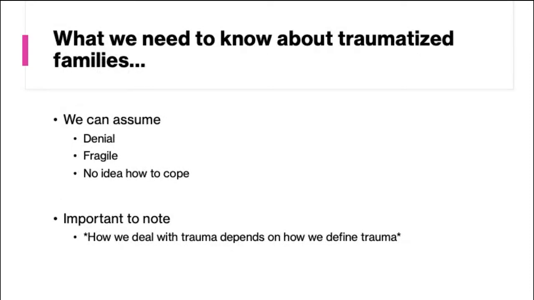So what do we need to know about traumatized families? Well, there's a few things. First, we can assume that there will be denial at some level, that this has happened, that it could happen again, that we are traumatized. Everything's going to be okay. We can expect or assume fragility. These families are going to be fragile. They're going to be in the midst of pain and hurt and grief. They're fragile. And we can assume that by and large, in the middle of trauma, most of us have no idea how to cope with that.